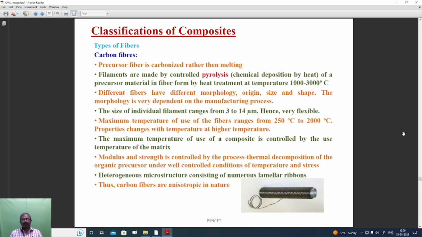The maximum temperature of use of the composite is controlled by the use temperature of the matrix. Modulus and strength are controlled by the process of thermal decomposition of the organic precursor under well controlled conditions of temperature and stress. Heterogeneous microstructures consist of numerous laminar ribbons. Thus, carbon fibers are anisotropic in nature.